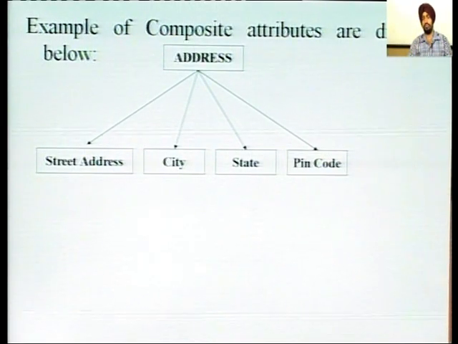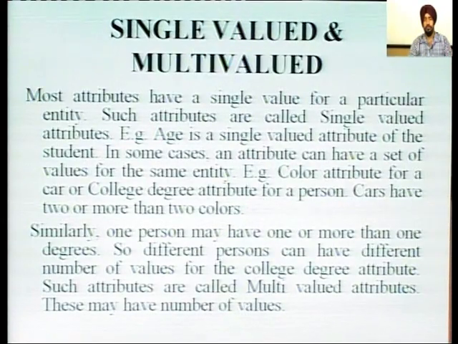This is an example of composite attributes, drawn in blue. Address is an attribute that is again divided into street address, city, state, and pin code. This is called a composite attribute. On the other hand, if there is an attribute age, then age is a simple attribute. Then single-valued and multi-valued attributes.